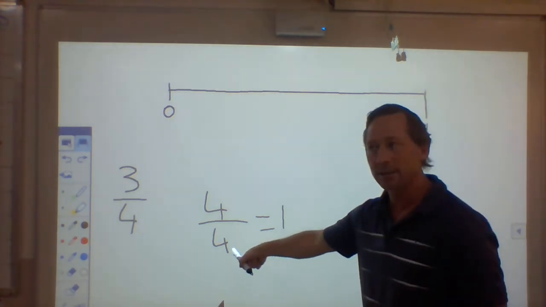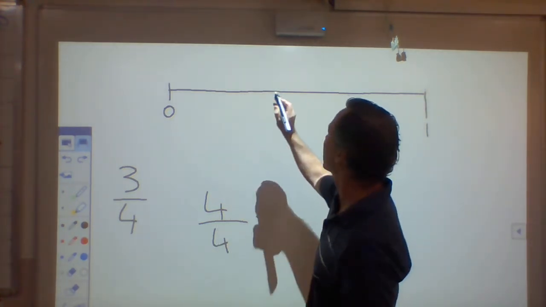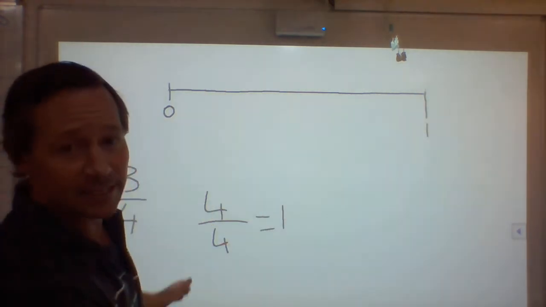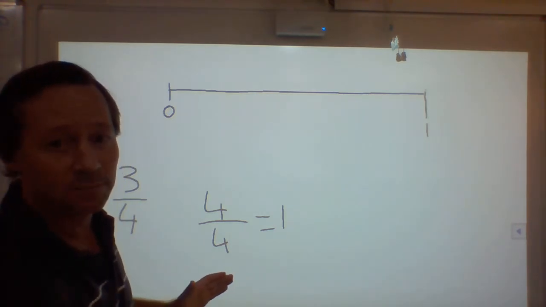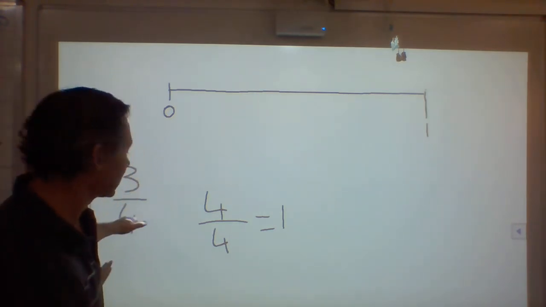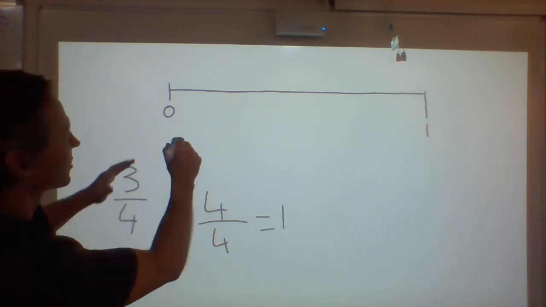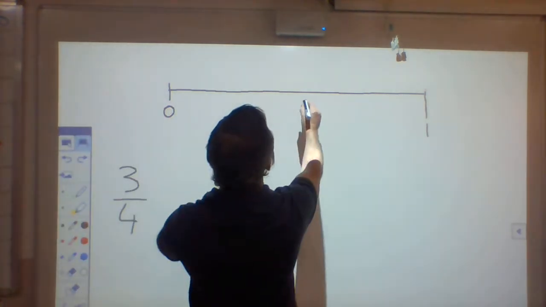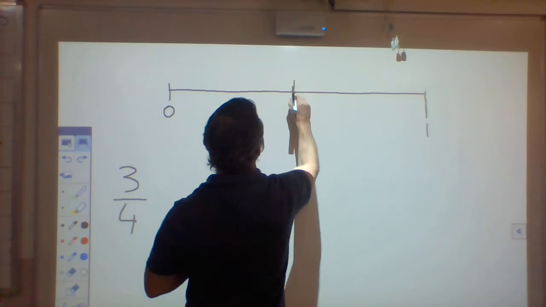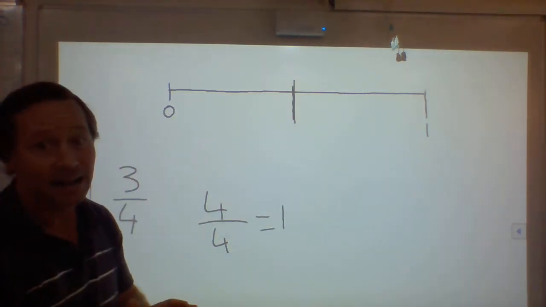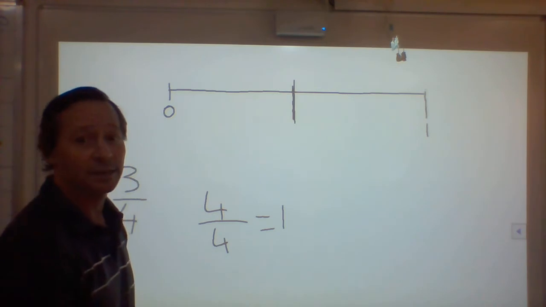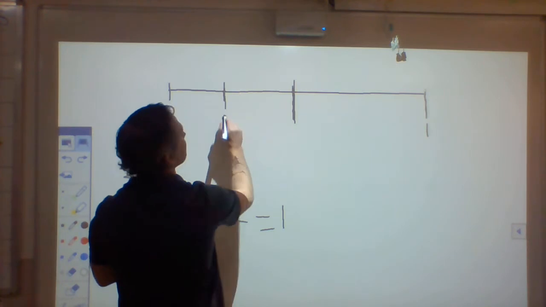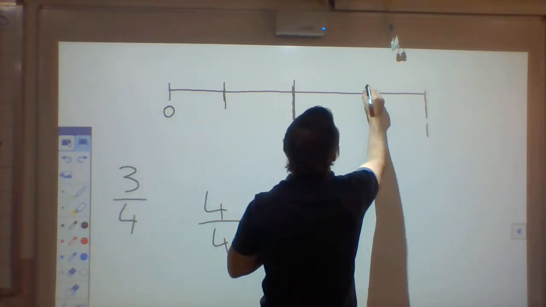The 4 denominator down the bottom tells me that I need to cut up my chocolate bar, my pizza, whatever it is, or my line in this case, into 4ths or 4 pieces. That's the denominator. I might not be able to do that accurately, but I know if I start with a half, maybe around about here, and then a half of a half would be a quarter. That's a half again, maybe about here.